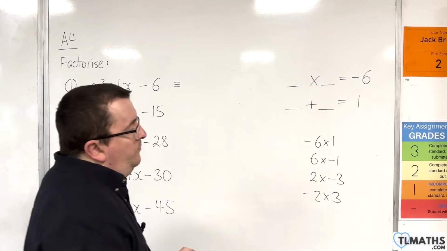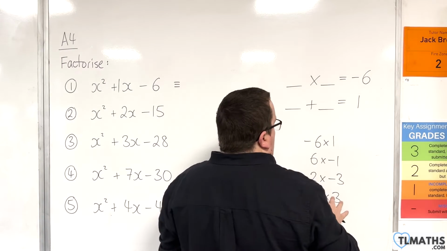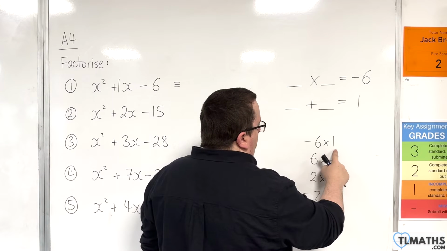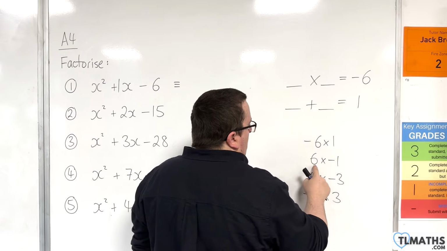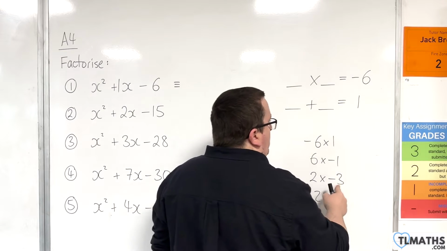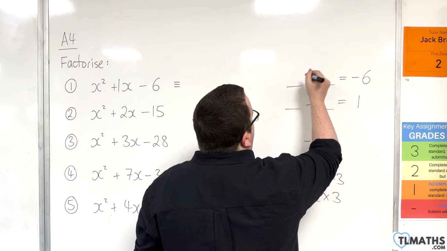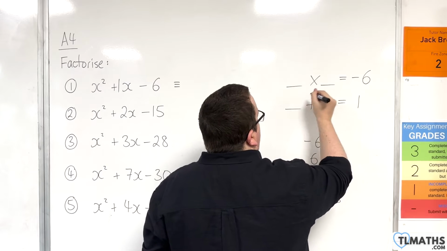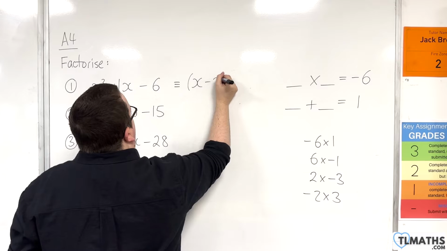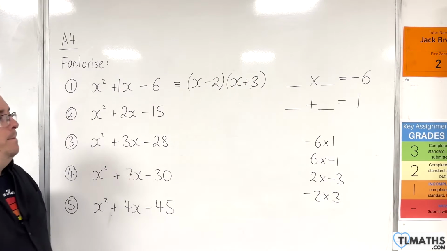And that's it, right? So which of these have the sum being 1? So minus 6 plus 1 is minus 5. 6 plus negative 1 is 5. 2 plus negative 3 is minus 1. Minus 2 plus 3 is 1. So minus 2 times 3, minus 2 plus 3. So we should have x take away 2, x plus 3.